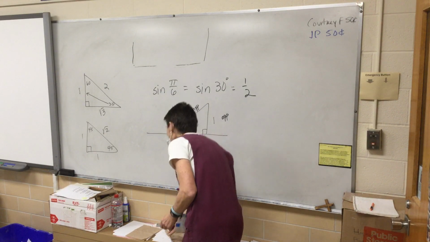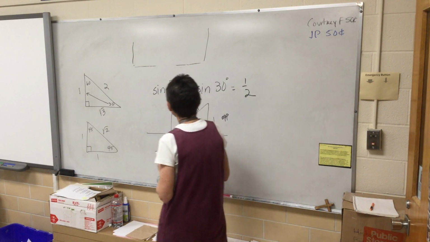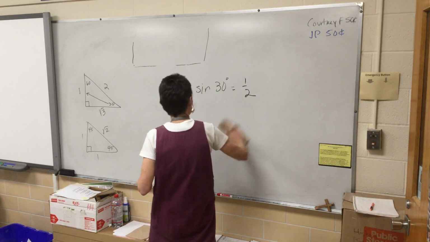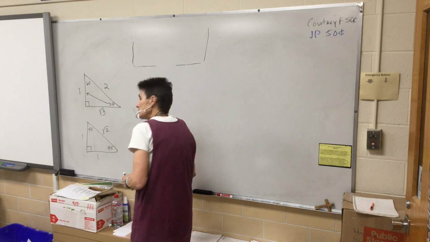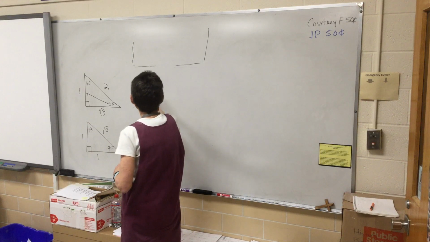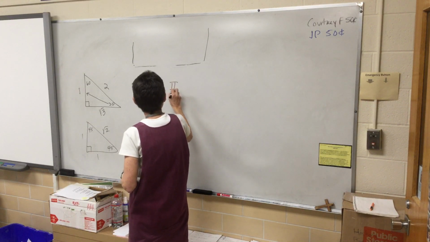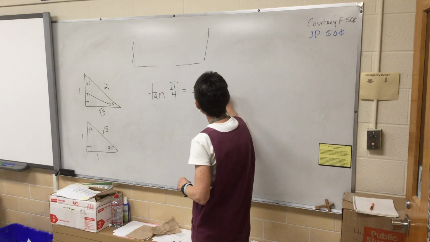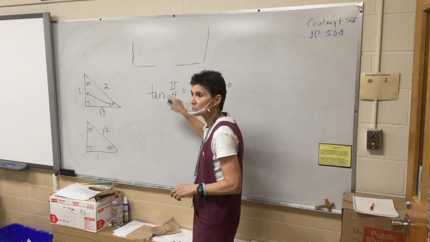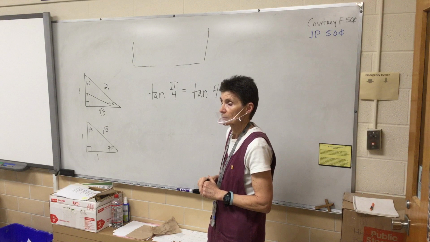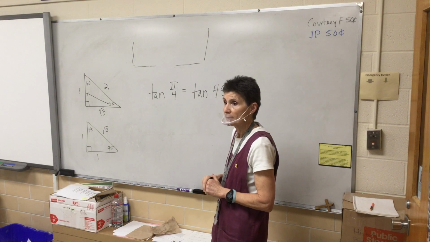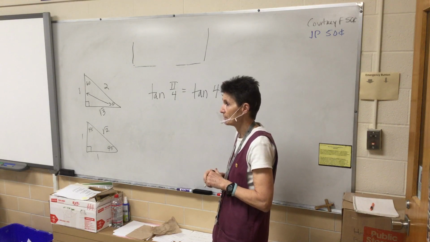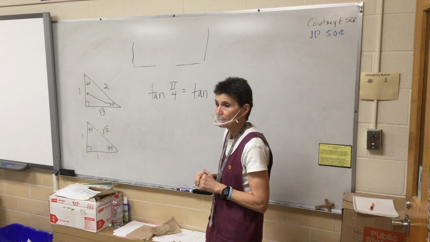Tangent pi over 4. All right, so first of all, pi over 4. How many degrees is that? Pi over 4 radians. 45. We got 45, kids, by remembering that pi is 180. Right? Pi is 180. So 180 divided by 4, you have a calculator. You can divide it if you don't know what that is.